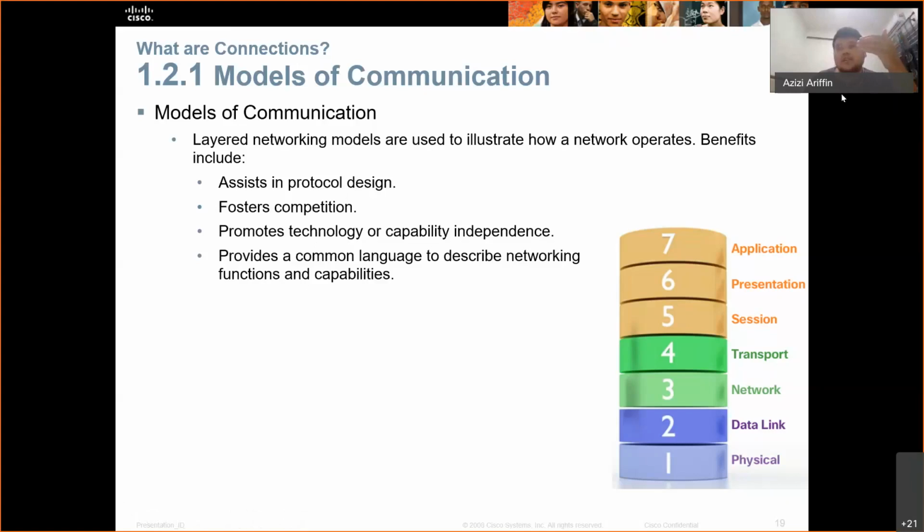So kita ulang balik, kalau OSI kamu belajar, kita ada level 7 application, 6 presentation, 5 session, 4 transport, 3 network, 2 data link, and 1 physical. And I'm not going through all of this because you already learned in your TCP/IP class. Okay.